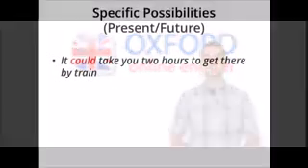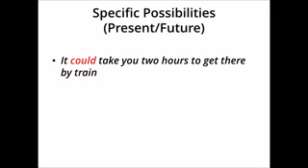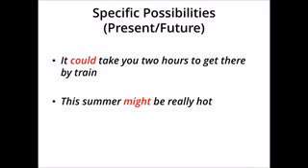Let's look. It could take you 2 hours to get there by train. This is a specific possibility. I'm talking about when you make the journey. It's not something general. This summer might be really hot. Again, I'm talking about this summer, not every summer. So it's a specific situation.